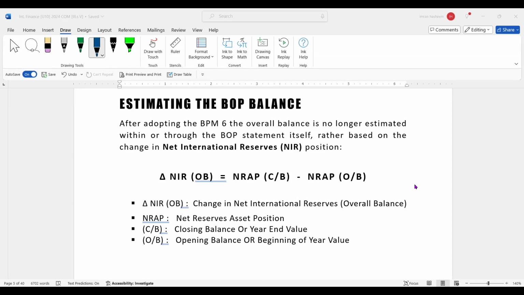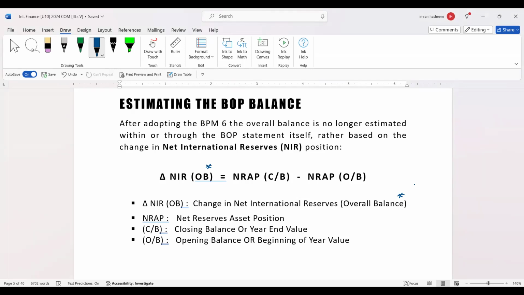So to get this, right now here, I've used the same abbreviation with a small difference, so it's possible you get confused. Here OB is for overall balance. Get it? Overall balance. Here it's for opening balance. Here closing balance. Right. We take the net reserve asset position at the end of the period minus the net reserve asset position in the beginning of the period. Then we get the difference. The difference is equal to the overall balance.